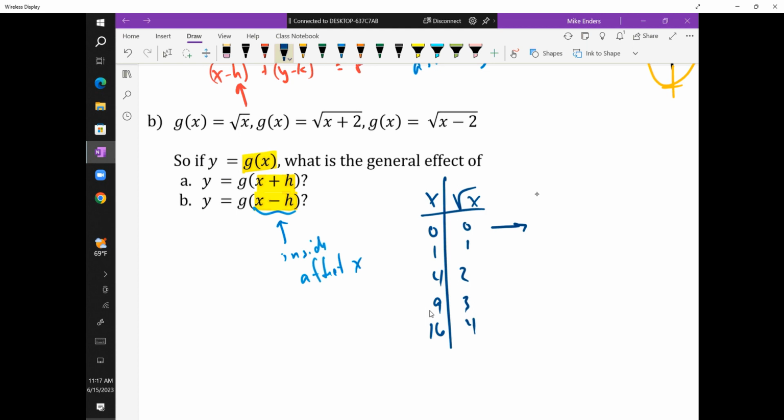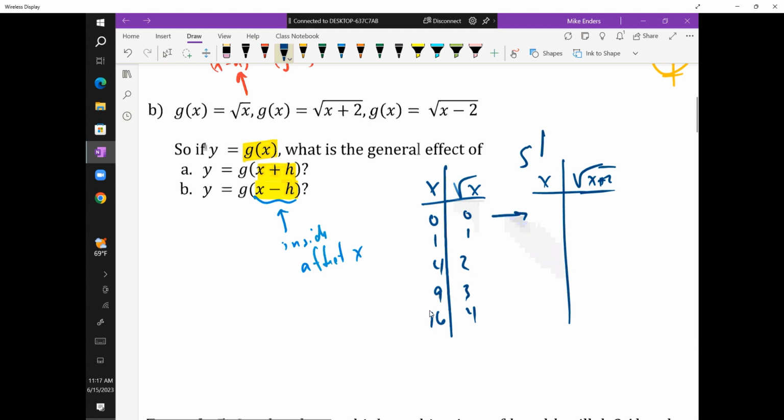Okay, so if I want to take a look at this as now x, and then say I want the square root of x plus 2, what should happen, because I've got this plus 2 in here, is this is going to end up shifting 2 places to the left. So if I'm going to do 2 places to the left, what's going to happen to my first position here as far as my 0? I'm going to subtract 2. So I'm going to subtract 2 there, and it's still going to end up being 0 because negative 2 plus 2 is 0, and the square root of 0 is 0.